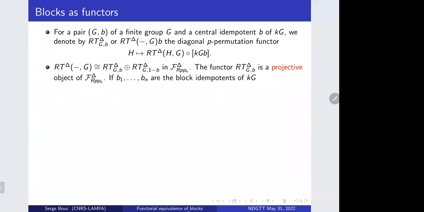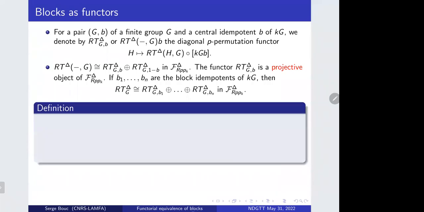Now we can consider the block idempotents of kG, and we can decompose this representable functor, in other words, the group G viewed in that category of functors, as a direct sum of functors associated to the various blocks of kG. And it gives the idea of trying to compare these functors associated to blocks for possibly different groups and see what happens. Can we say anything interesting in that situation? This leads to the definition.